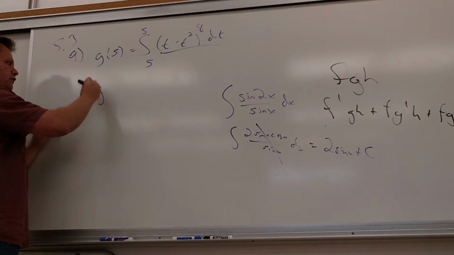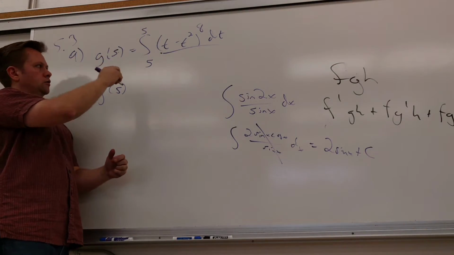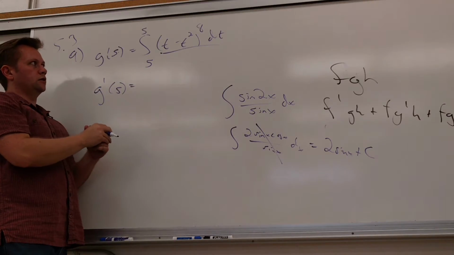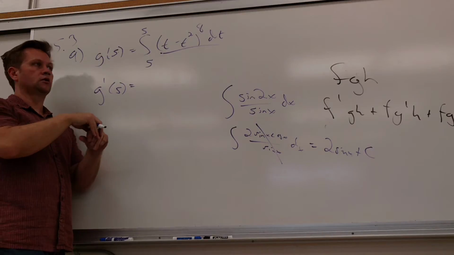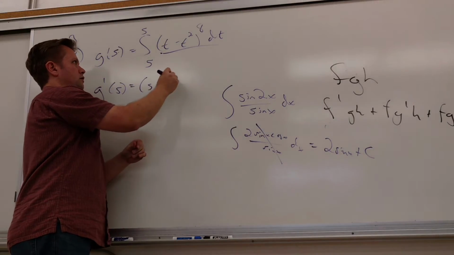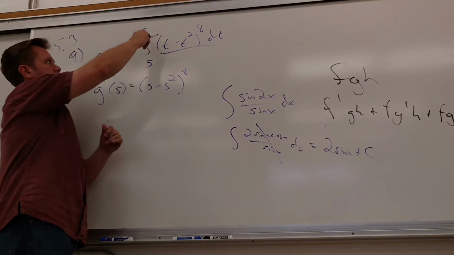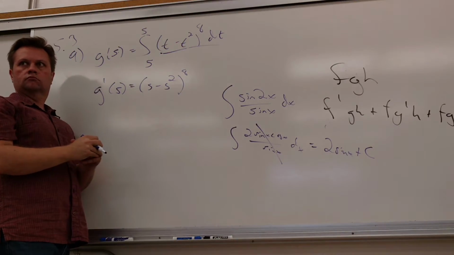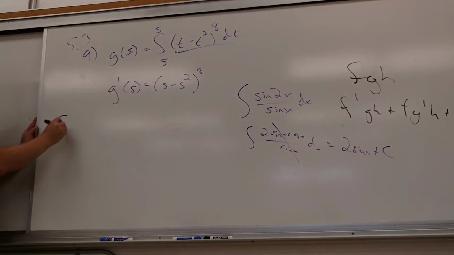So when I take this guy's derivative, this is easy because the inside function is just s. So who remembers how to do this? This is a very easy example of this. F prime of s is s minus s squared to the 8th. Just plug s in. And real quick, go with me. Watch.